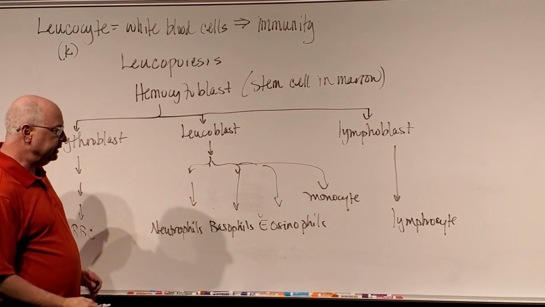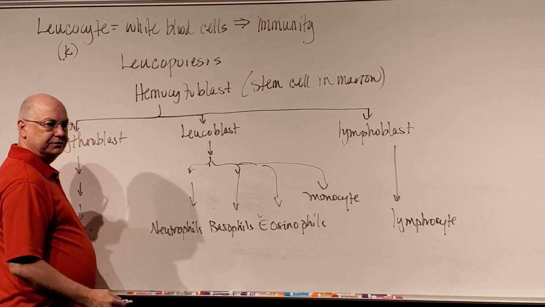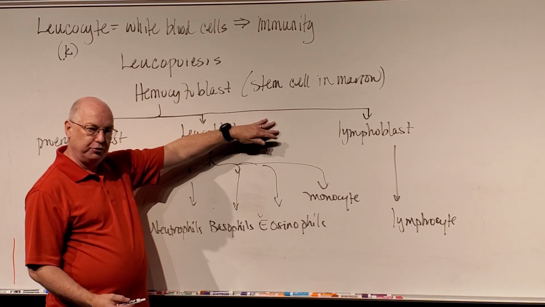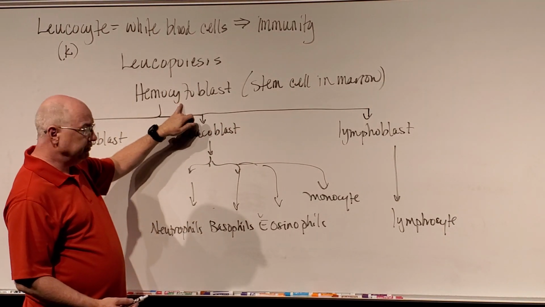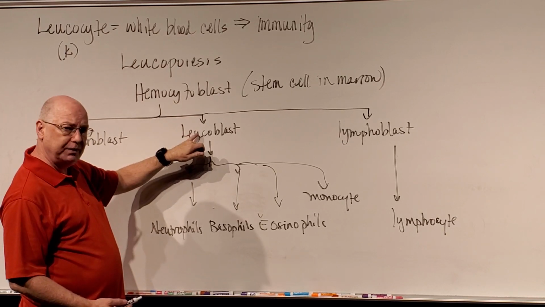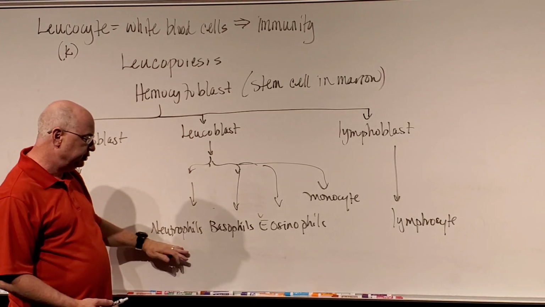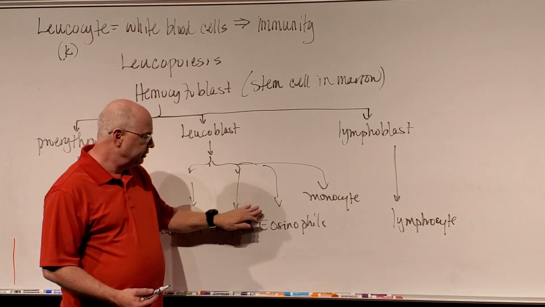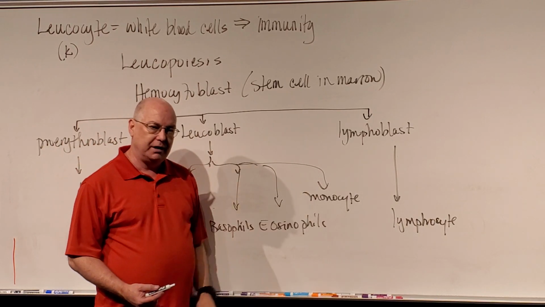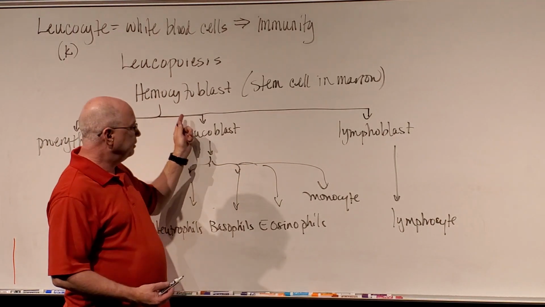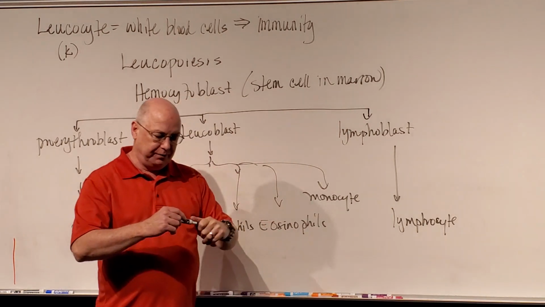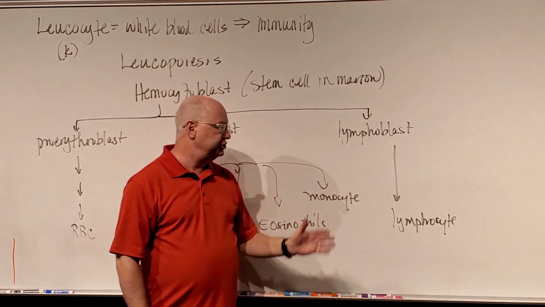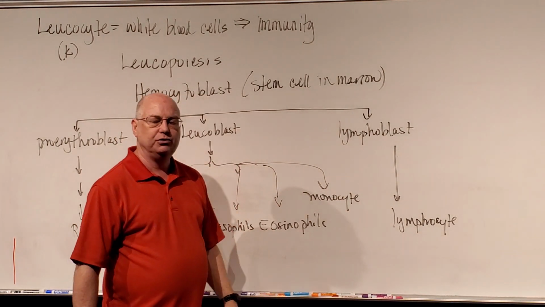Now, these are the 5 white blood cells. This is leukopoiesis. A hemocytoblast differentiates into a leucoblast, which will eventually become either a neutrophil, or a basophil, or an eosinophil, or a monocyte. If the hemocytoblast matures into a cell called a lymphoblast, it turns on a totally different set of genes and eventually will develop into a lymphocyte.